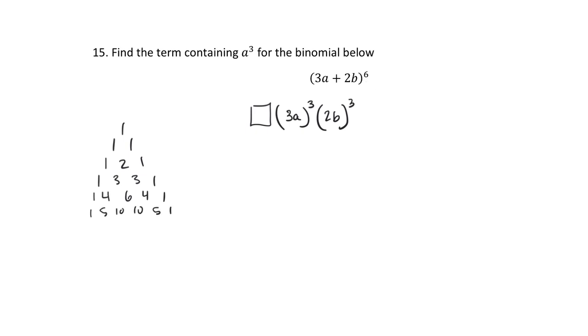And because it's to the sixth power, we need 7 rows. 1, 2, 3, 4, 5, 6. One more row. And then we need the specific term that's going to contain a to the third. So the first term is a to the sixth. The second term is a to the fifth. This is a to the fourth. So this term right here is the coefficient that's going to be for the a to the third and the b to the third term. So it's going to be 20.